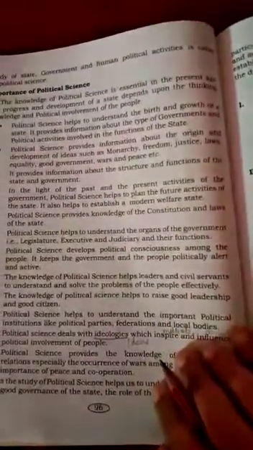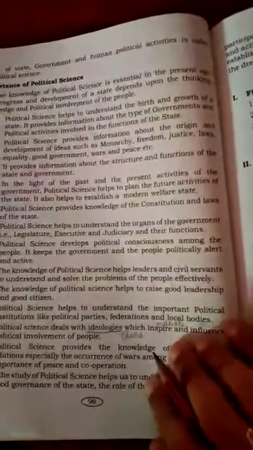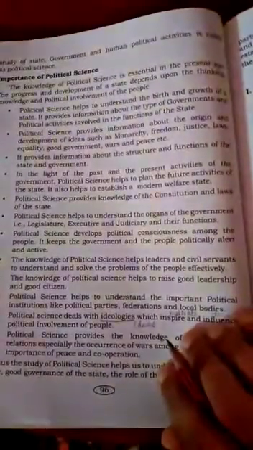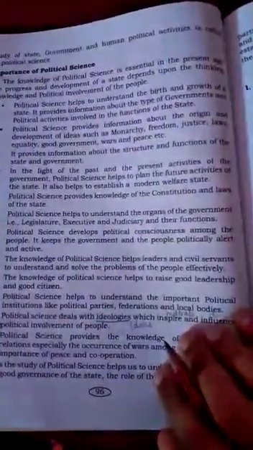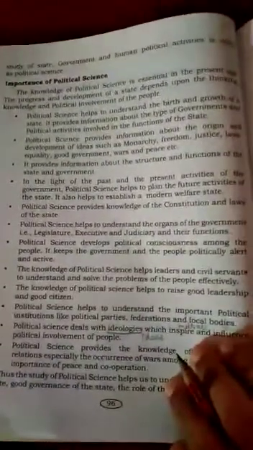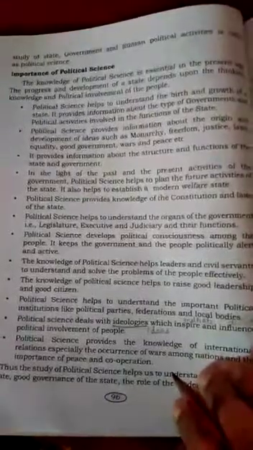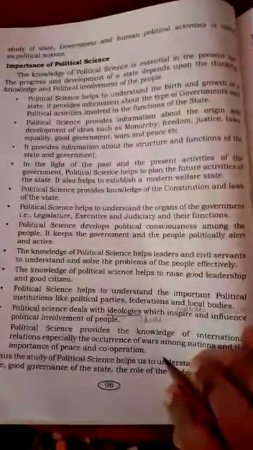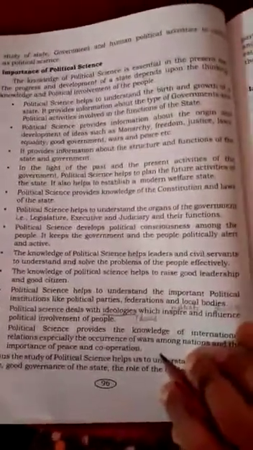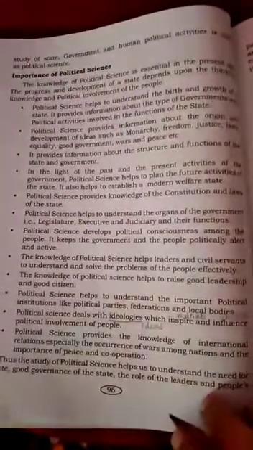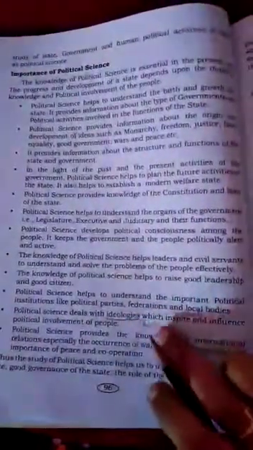Political science develops political consciousness among the people. So it keeps the government and the people politically alert and active. The knowledge of political science helps leaders and civil servants to understand and solve the problems of the people. Civil servants are the persons who work under the government. So they will solve the problems of the people. The knowledge of political science helps to raise good leadership and good citizens. So it also gives the knowledge for raising a good leader. Political science helps to understand important political institutions like political parties, federations, and local bodies.